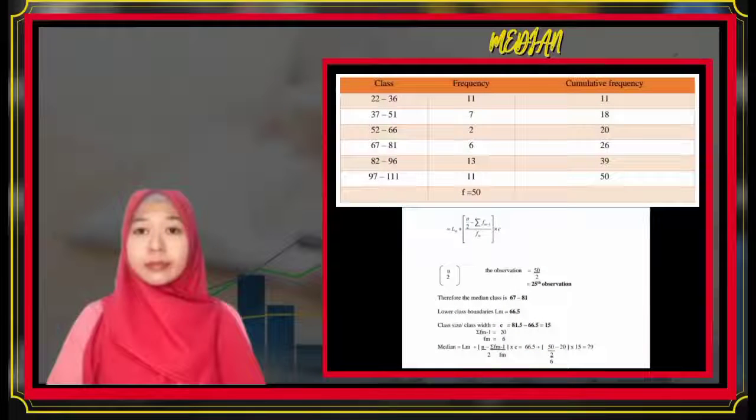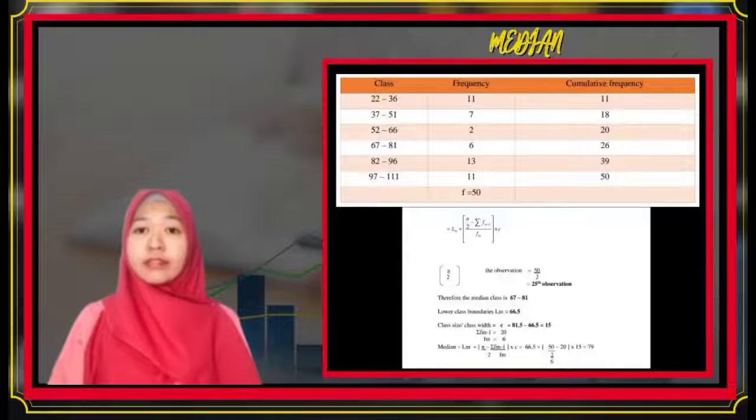Next, how to find the median? There are 3 tables that are included in median, which are classes, frequency, and cumulative frequency. So, there are 5 steps we need to follow to get the value of median. The first step is to determine the location of the median class.